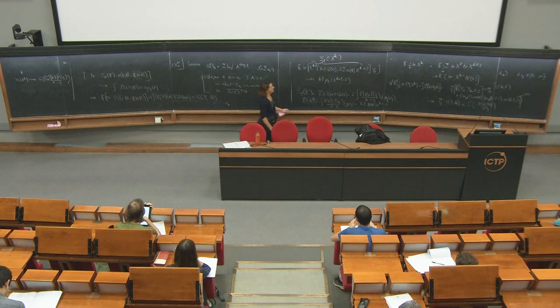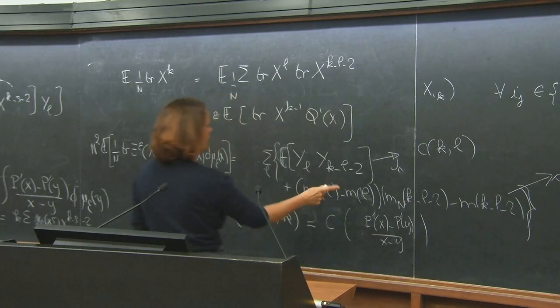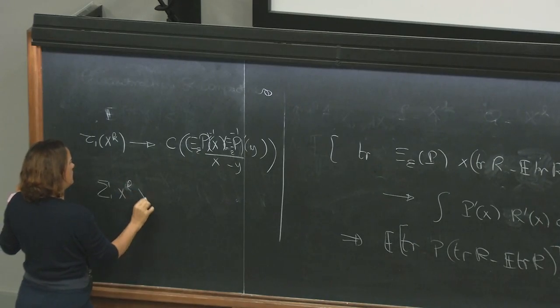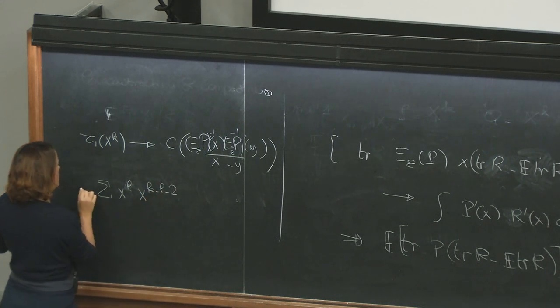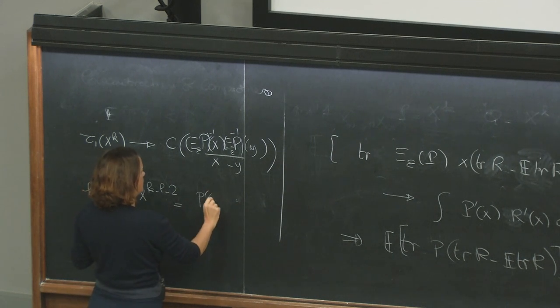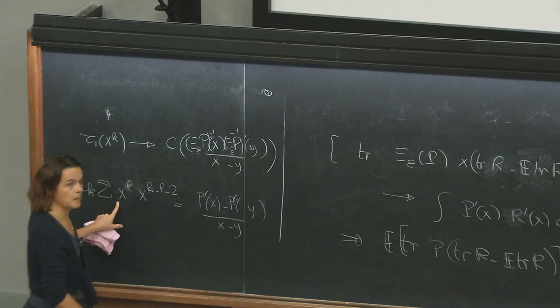Now, on the right-hand side here, actually, I forgot this. On the right-hand side, I have to find how this right-hand side depends on the polynomial P. The point is that the sum of xk, xl, xk minus l minus 2, when I multiply by k, I forgot to multiply by k, that's why it was a bit off. So this is this formula that I just used before, py of y divided by x minus y. Okay?